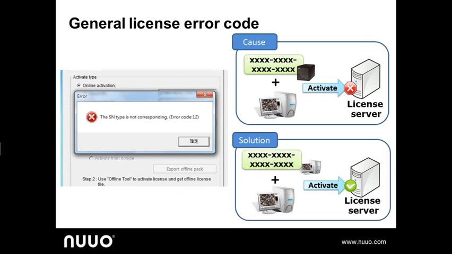Error code 12 means the serial number's type does not correspond with the NVR server information. For example, if you import Titan's serial number into the main console activation tool, this issue will happen, because the serial number type cannot be decided by the user. If you don't know the license type, please inform us, then we can help you check the serial number's type.